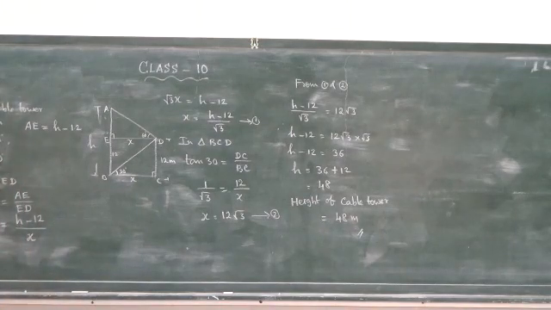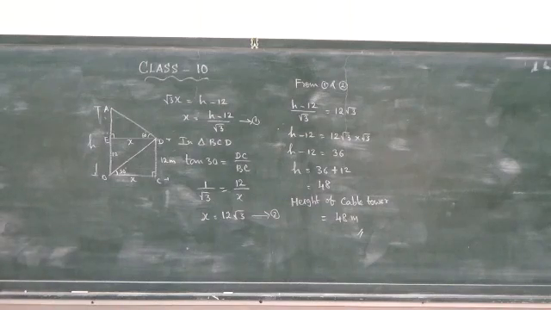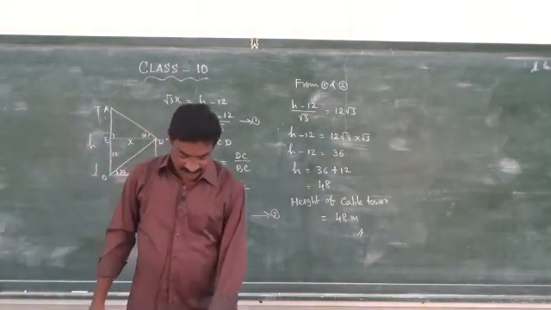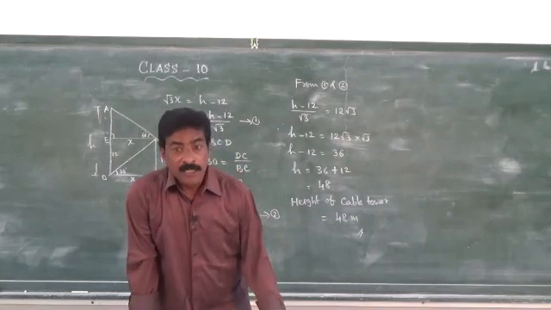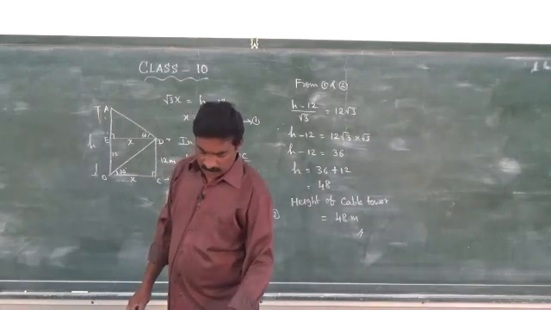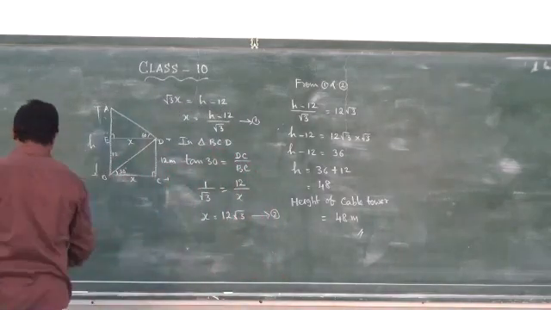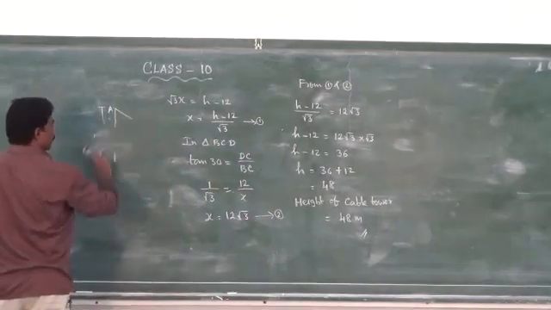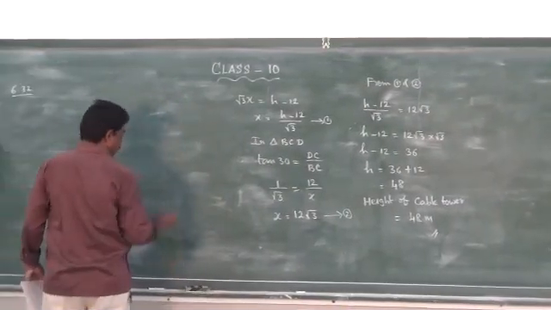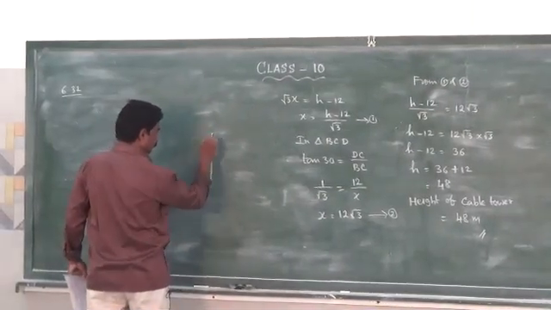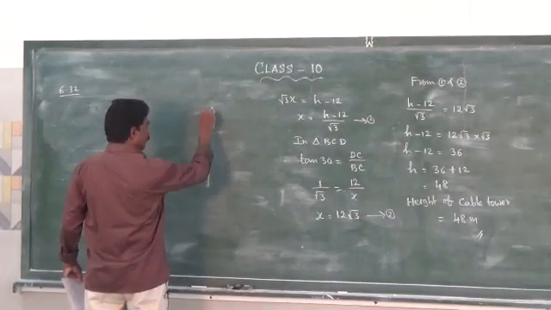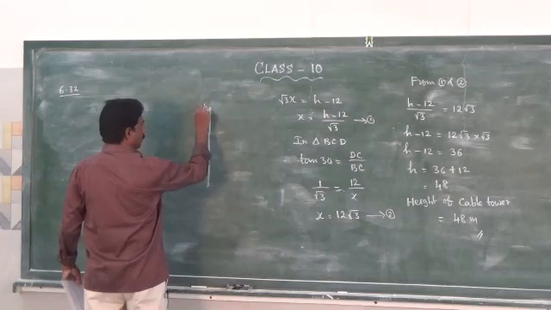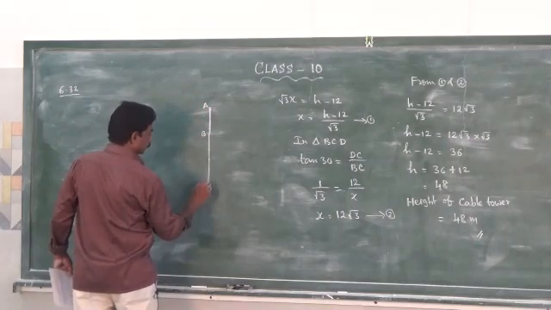The next example, 6.32. A pole 5 meter high is fixed on the top of a tower. A tower is there. Above the tower, a pole of 5 meter is fixed. Suppose this is a tower. Above the tower, they fixed a pole. Height of the pole is 5 meters. Suppose AB is the pole, 5 meter.